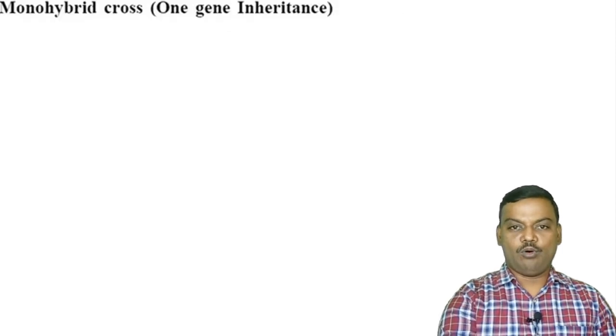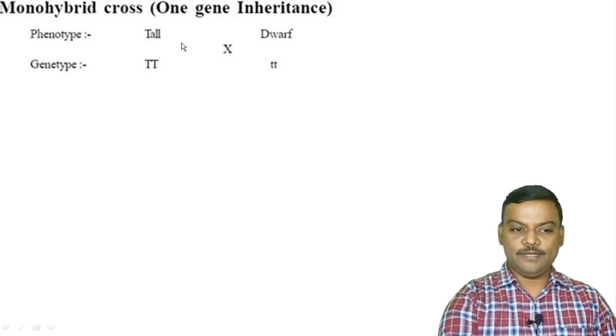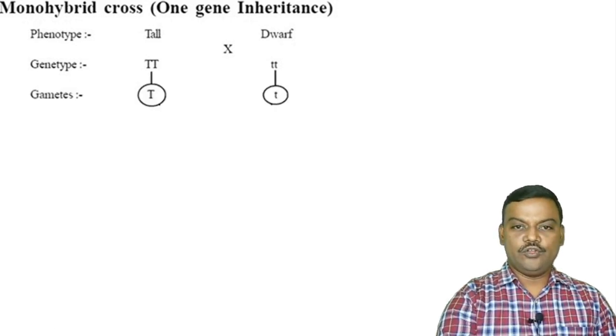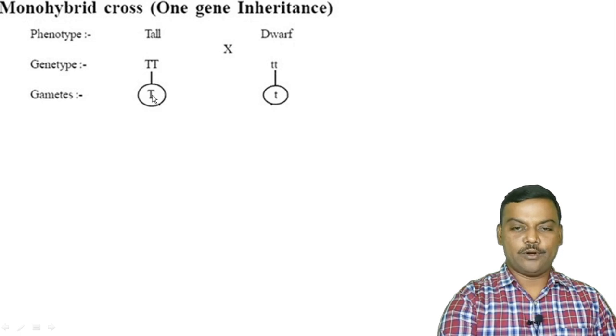In this monohybrid cross or one gene inheritance, first we have to take the parental combination. The first parent is tall with capital T, and the second parent is dwarf with small t. During a cross between these two individuals, both parents can produce only one type of gametes because of the homozygous condition. The first parent can produce only one type of gametes, all with the capital T allele. The second parent can produce one type of gametes, all with the small t allele.